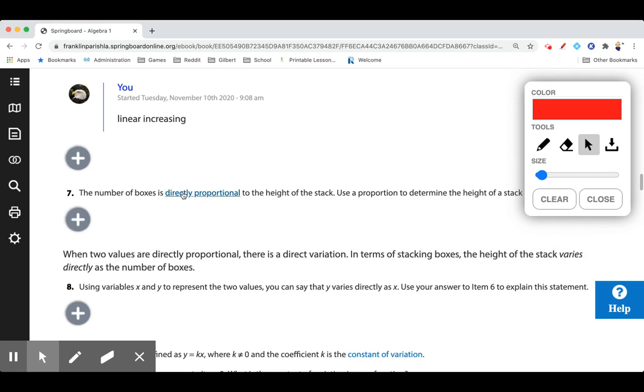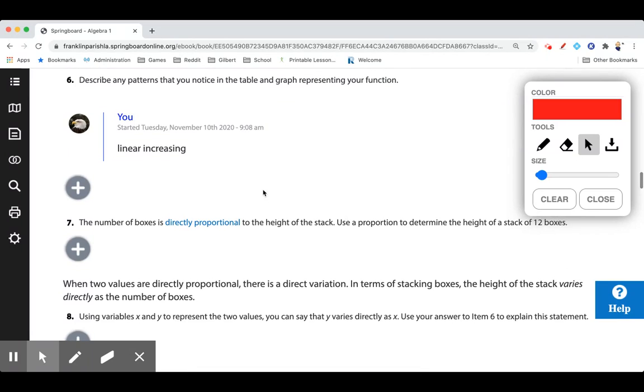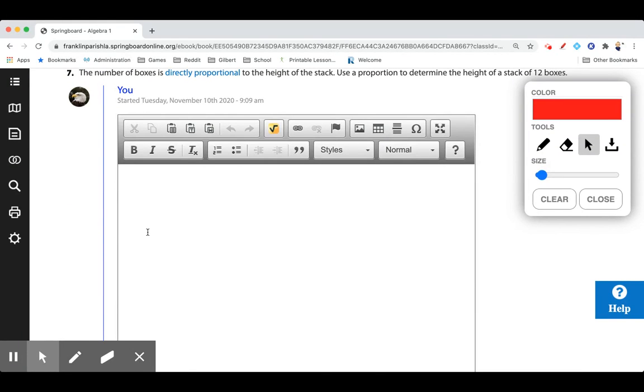The number of boxes is directly proportional to the height of the stack. Use a proportion to determine the height of the stack of 12 boxes. All right, well, we know that one box is 10 centimeters. And we want to set that as a proportion to say how high is 12 boxes. So x centimeters.